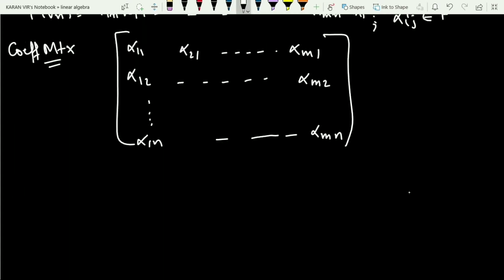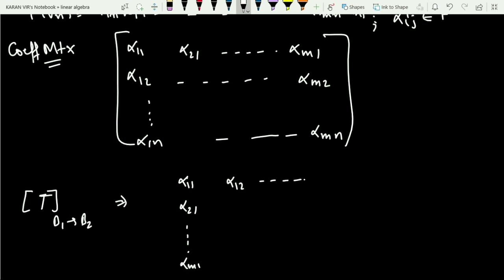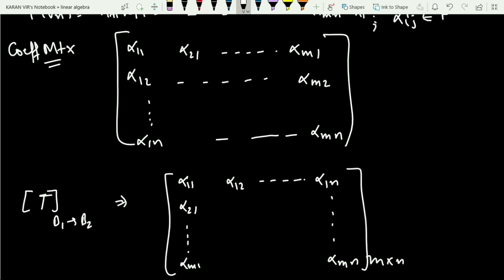So now if we take the transpose of this matrix, we get a matrix representation of T with respect to bases B1 and B2. So I can write the matrix of T from the basis B1 to B2 as equal to the transpose of the coefficient matrix. Once you take the transpose, it will be alpha 1 1, alpha 2 1, and so on to alpha m1. Similarly alpha 1 2, and so on to alpha 1 n, up to the last, alpha m n. So this is again an m cross n matrix. So this is the matrix representation of T with respect to bases B1 and B2.